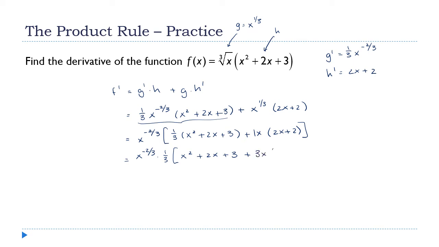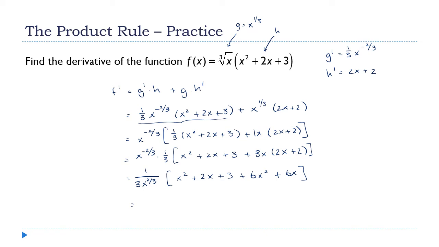So this is 3x times 2x plus 2. And let's see, now I'm going to move this x to the negative 2/3 down to the denominator. 1 over 3x to the 2/3 times x squared plus 2x plus 3 plus 6x squared, plus, whoops, I was going to add there, plus 6x. And now we're done, right?